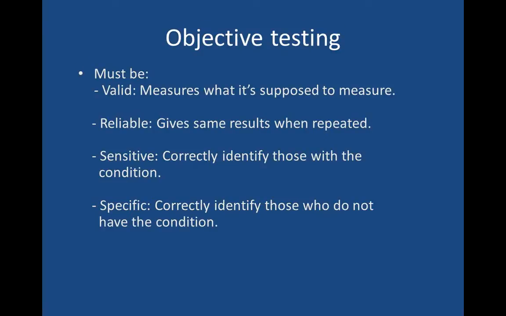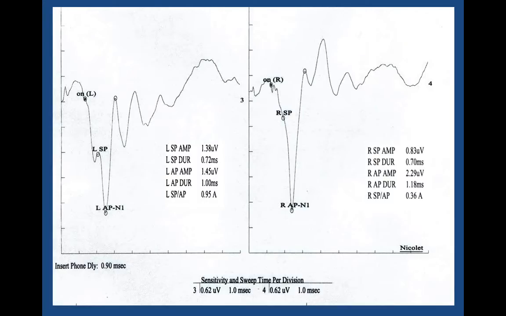Okay? However, when we do an objective test, it has to be valid, meaning it measures what it's supposed to measure. It has to be reliable. That is, we can get the same results if we repeat it. And very importantly, it has to correctly identify those who have the condition from those who do not have the condition. So we have to make sure that these tests are both sensitive and specific.